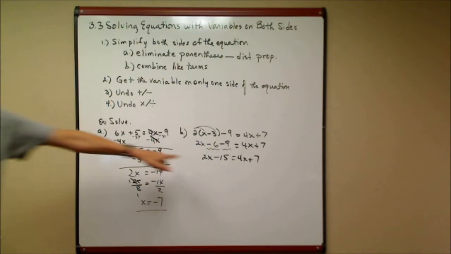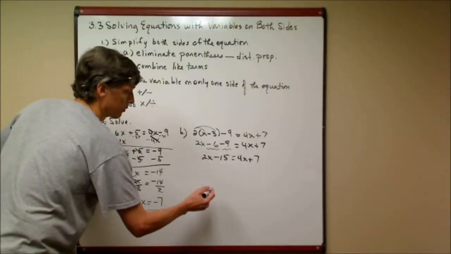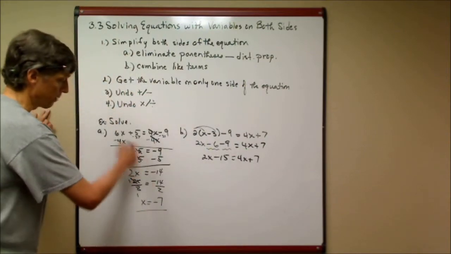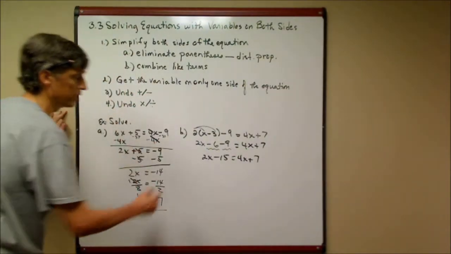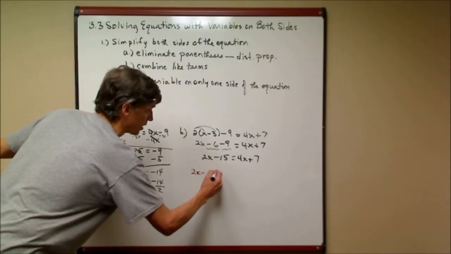I have 2x on the left, 4x on the right. As I mentioned before, I prefer to get rid of the one with the smaller coefficient. So in this case, I'm going to get rid of the positive 2x. I am going to subtract 2x from both sides. Now here I did the shortcut by putting it underneath the little minuses and such. Here I'm going to work it out the more traditional way. I'm going to subtract 2x from both sides.